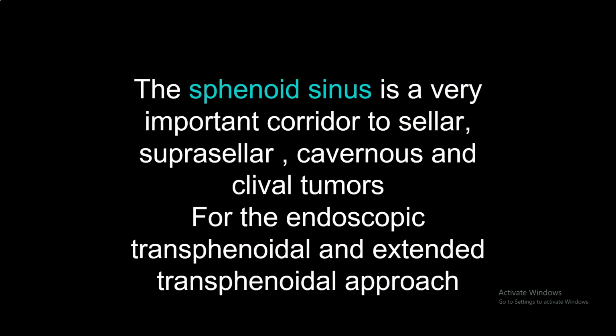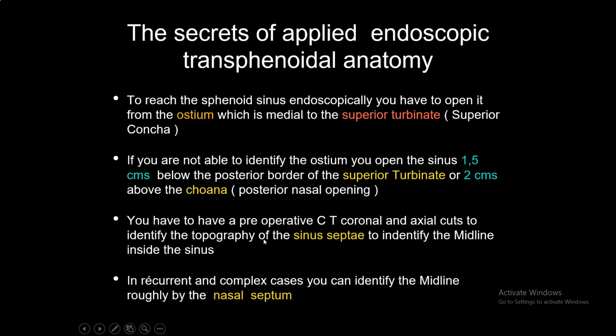The sphenoid sinus is a very important corridor to the sellar, suprasellar, cavernous, and clival tumors. So all these regions can be reached from the sphenoid sinus. You can do surgery for the sellar region, suprasellar region, cavernous sinus, clival tumors, even middle fossa tumors and Gasserian ganglion, for the endoscopic transsphenoidal and extended transsphenoidal approach. So we have the endoscopic classic transsphenoidal and the extended transsphenoidal.